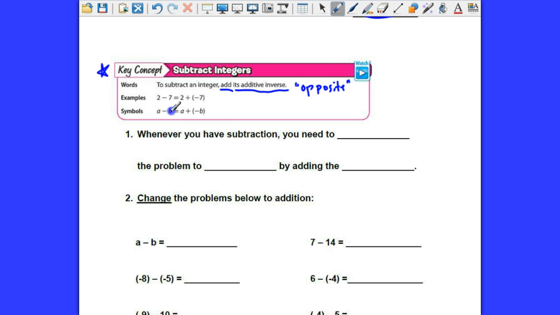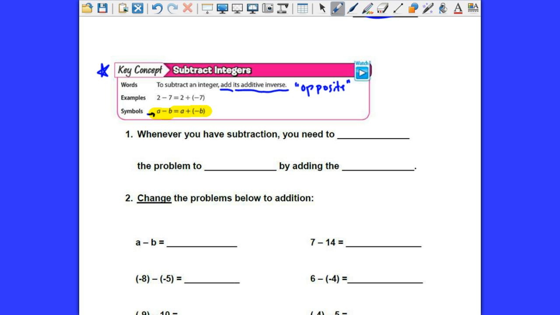Okay, or the second one here in symbols, all right, a minus b. What they're trying to say here is that if you subtract two numbers, like a and b, just say they're any numbers, you can say it's the same thing as being equal to a plus the opposite of b. You see it right? It says it right there, the opposite of b. A minus b is the same as a plus negative b.